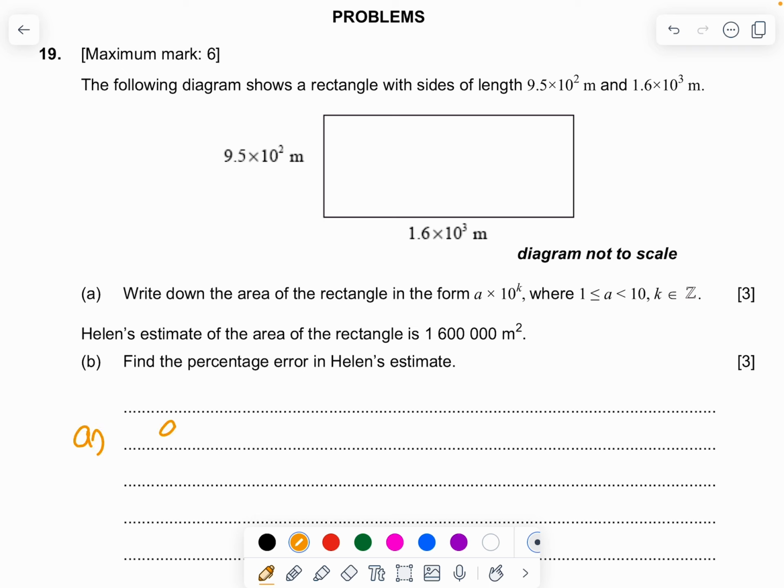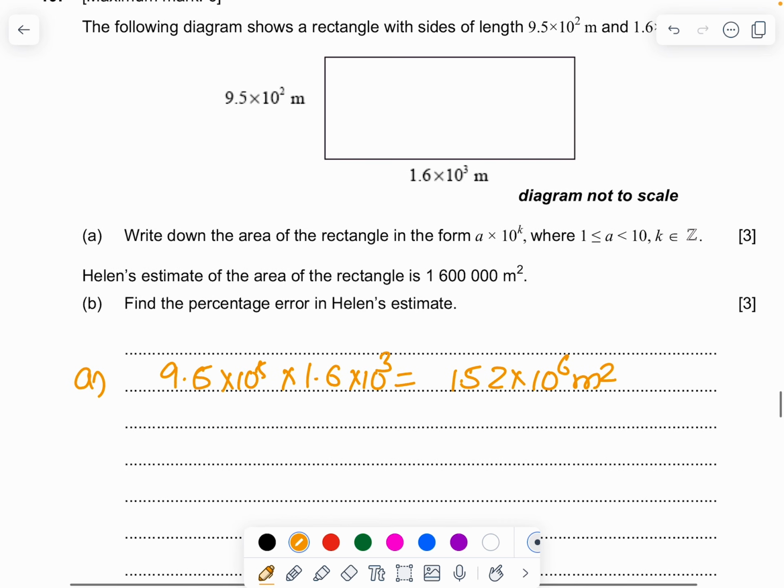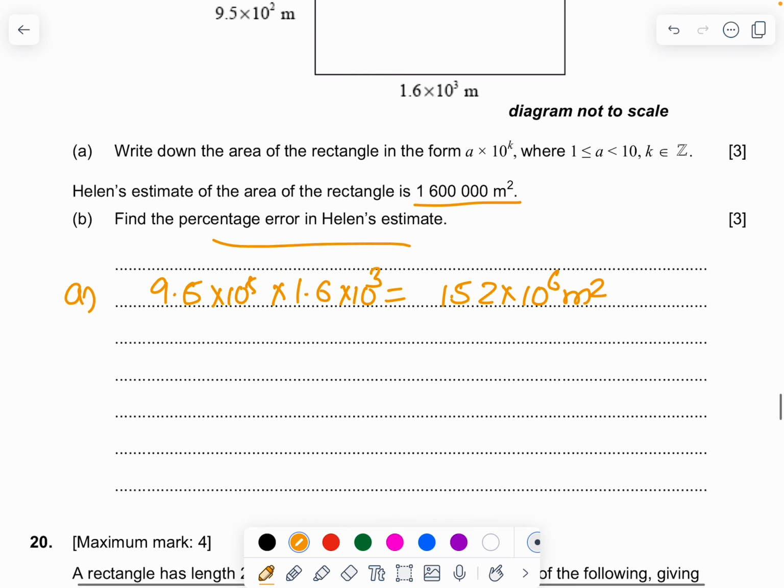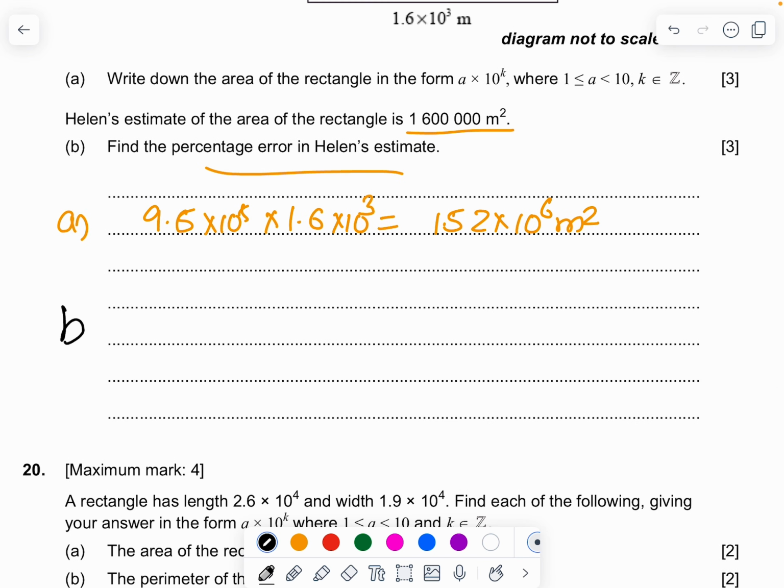Area is length times width, 10 power 5 times 1.6 times 10 power 3, which is 1.52 times 10 power 6 meters square. Now the estimate area is this one. Find the percentage estimate, percentage error.